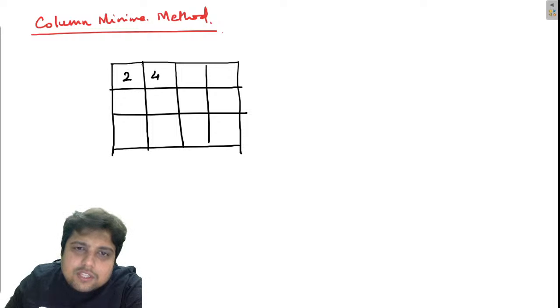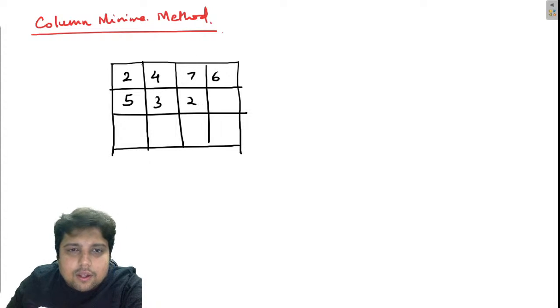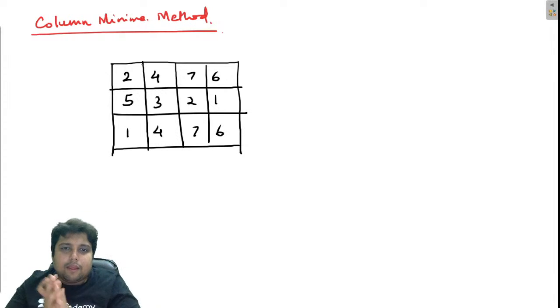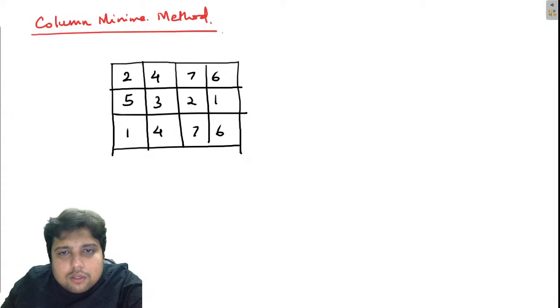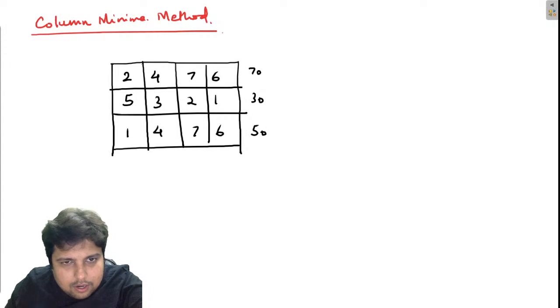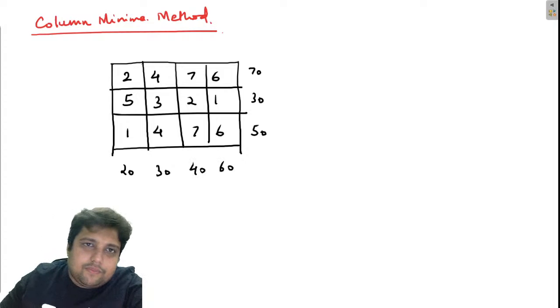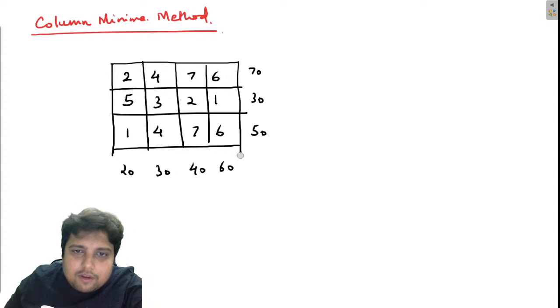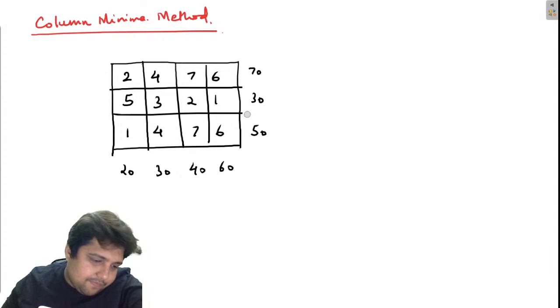2, 4, 7, 6, 5, 3, 2, 1, 1, 4, 7, 6. Okay? Now 70, 30, 50, 20, 30, 40, 60. Right? So we have taken the same question once again.